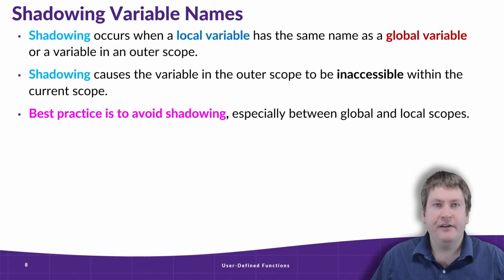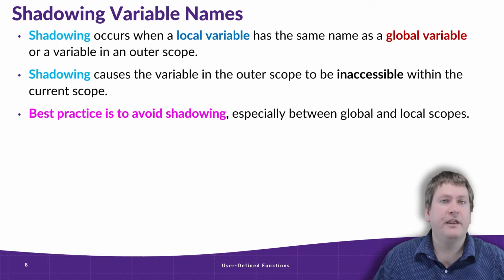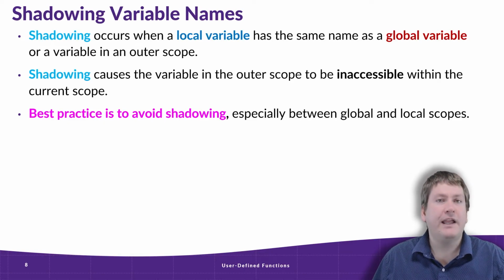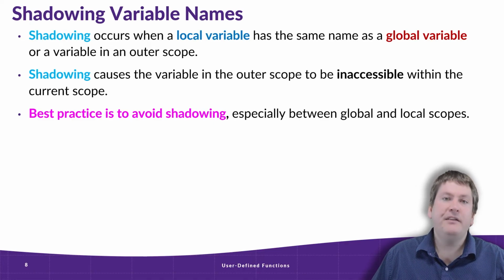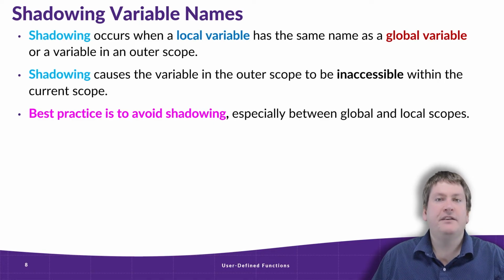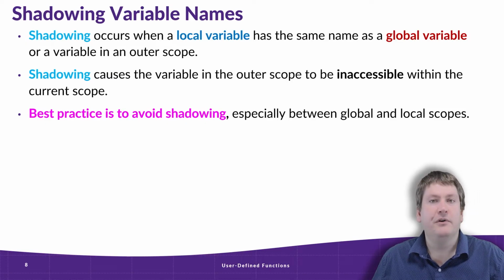While we're talking about best practices, we should also talk about shadowing variable names. So shadowing occurs when a local variable is given the same name as a global variable or some variable in a higher outer scope. This is a problem because it causes the variable in the outer scope to be inaccessible within the current scope. By naming a local variable with the same name as a global variable, we effectively override that name, which means that we can only access the local variable, because we have no way now of accessing the global variable by that name, because we'll always go to the local variable. So the best practice is to avoid shadowing. You should try not to name your local variables with the same name as a global variable.